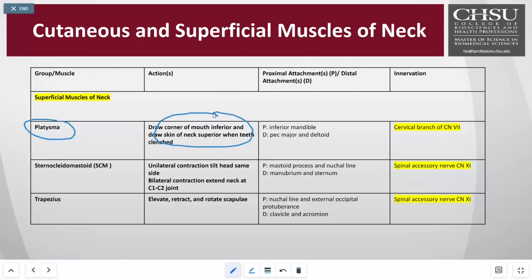So platysma, the definitive action here is that it raises the inferior borders of the mouth and also helps you draw the skin of the neck upwards, okay? And in my questions that I will put on the quiz or the exam, I will generally use this verbiage, all right? I'll use this action. Depending on what you use, right? There could be a number of ways to describe this, but this is pretty fair.